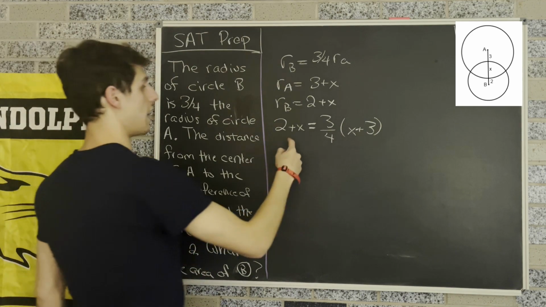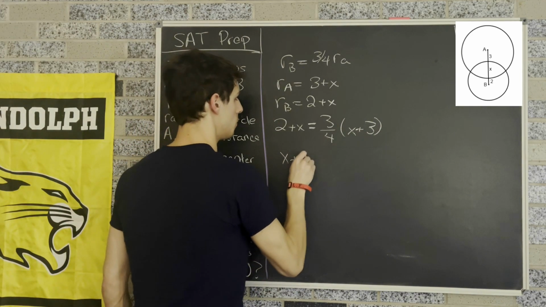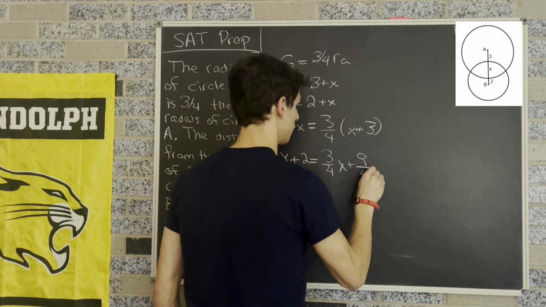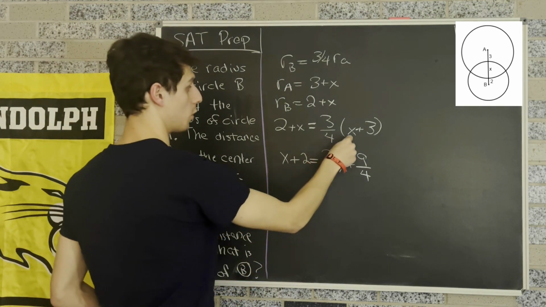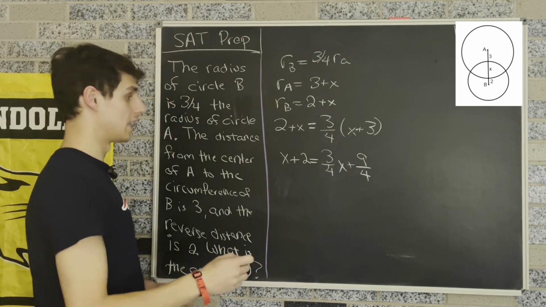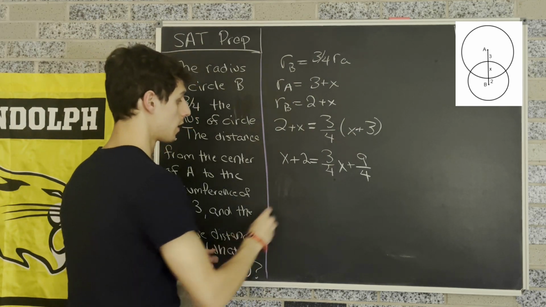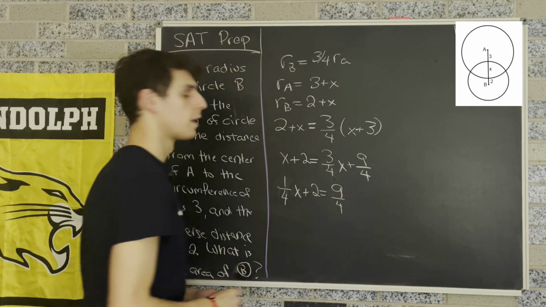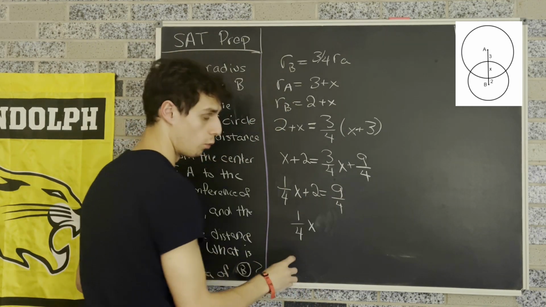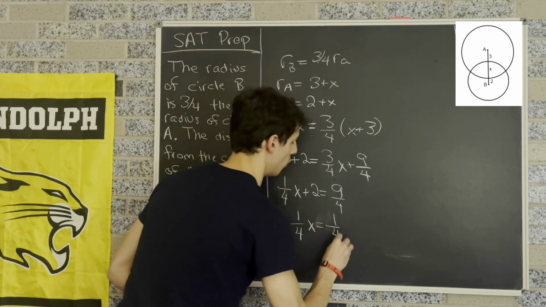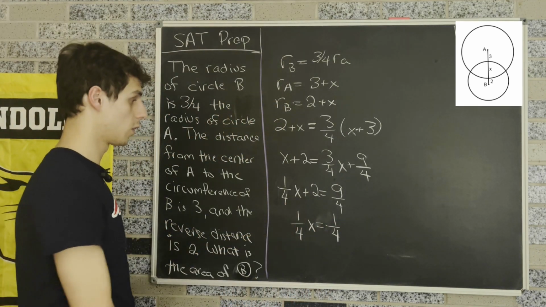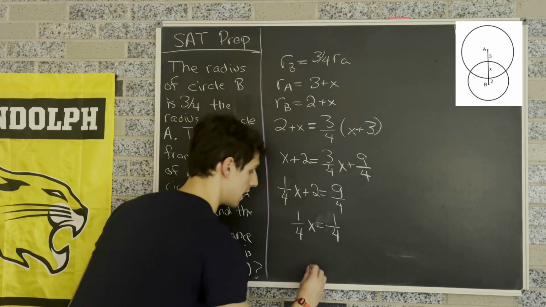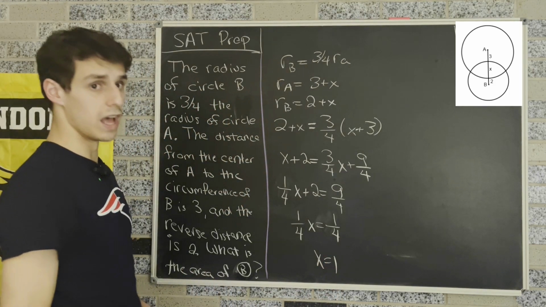Okay. And then multiplying this out, we get x plus 2 is equal to 3/4x plus 9/4. That's just by multiplying 3/4 times x and then 3/4 times 3. And now subtracting both sides by 3/4 x, we get 1/4 x plus 2 is equal to 9/4. And then subtracting 2, we get 1/4 x equals 1/4, because 2 is equal to 8/4, and 9/4 minus 8/4 is 1/4. And now pretty easily, multiplying both sides by 4, we get that x is equal to 1.